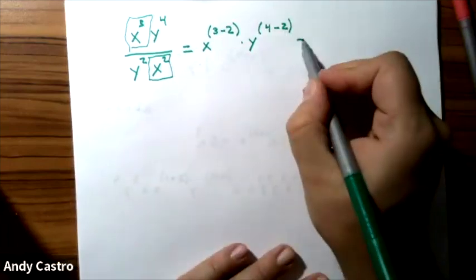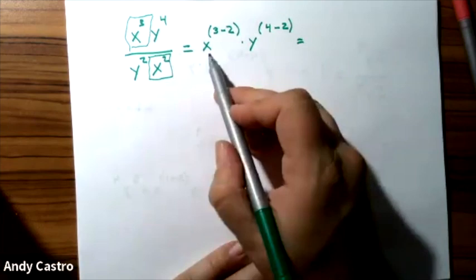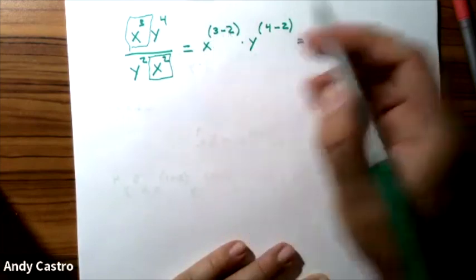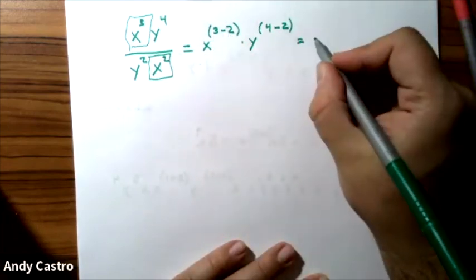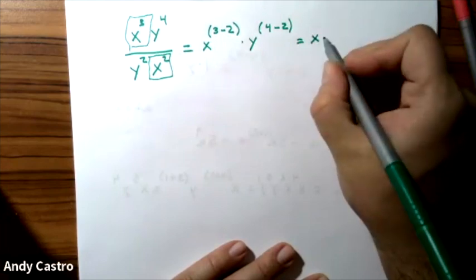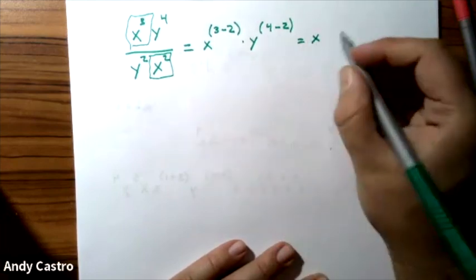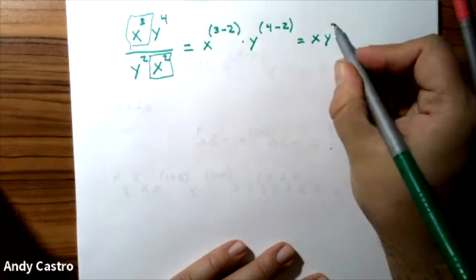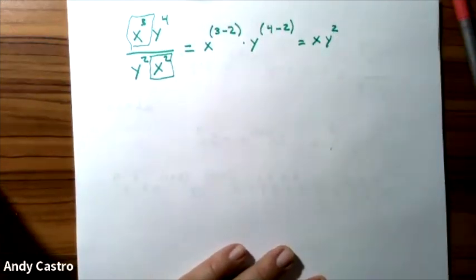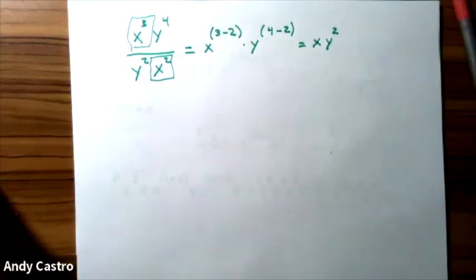All right. So that's going to leave me with x to the third minus 2. 3 minus 2 is just 1. So I'm just going to write x times, and then 4 minus 2 is 2. So y to the second power.